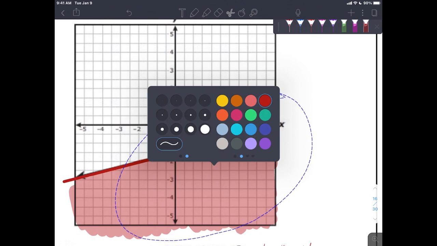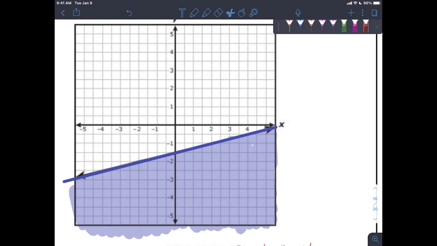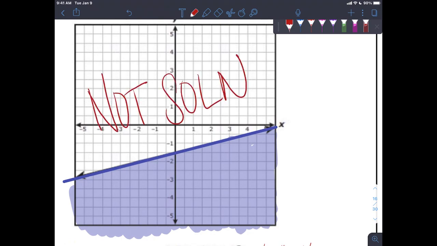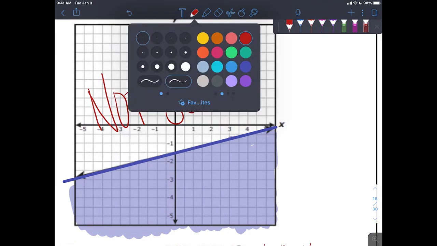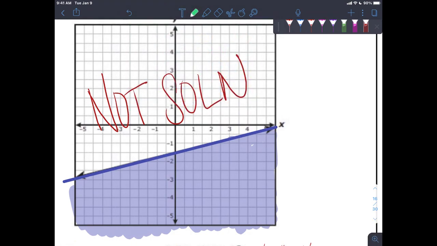I'm going to go ahead and change this color just a little bit. All right, there we go. So now they're asking me for solutions, non-solutions. Anything up here is not a solution. Anything that is located on my line, solutions. Why? Because this line is solid. So all of these guys are going to be solutions down here. Anything in my shaded region, all solutions.